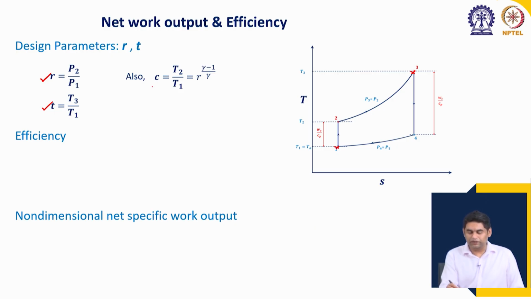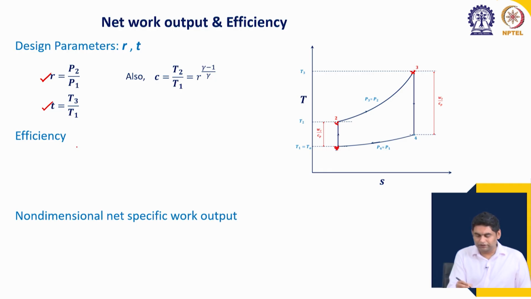We can also define a parameter called C, which is directly related to R, but it helps us sometimes in writing in a simplified form. C is defined as R to the power gamma minus 1 by gamma, where gamma is the ratio of specific heats. So, this C is equal to T2 by T1, because T2 by T1, if we see from here, is equal to R to the power gamma minus 1 by gamma.